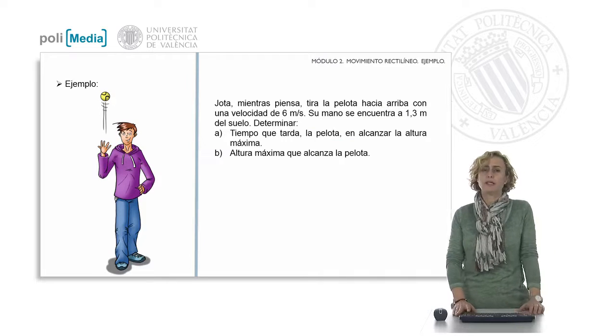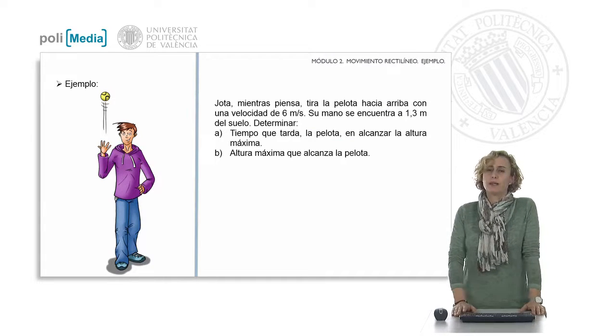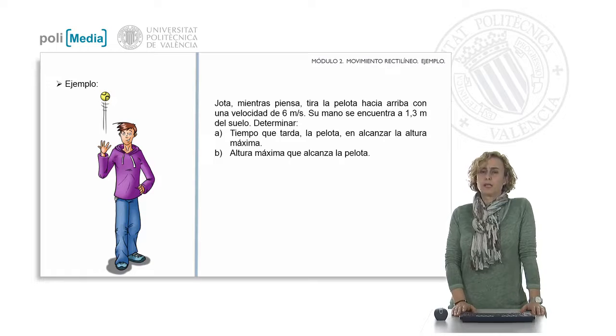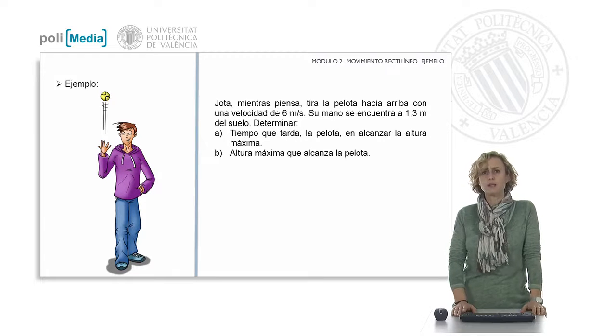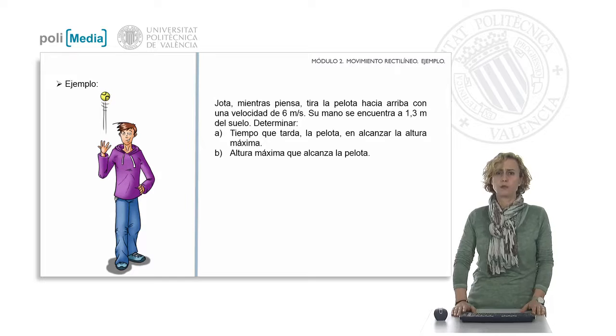Well, this is the moment when J is going to pose us a problem. J is thinking, and meanwhile, he throws the ball upwards with a velocity of 6 meters per second. His hand is 1.3 meters above the ground. He asks us to determine the time it takes for the ball to reach the maximum height, as well as the height the ball reaches.